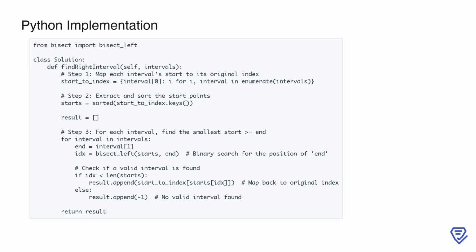The overall time complexity of the solution is O(n log n), where n is the number of intervals. This comes from the sorting step and the binary search for each interval. The space complexity is O(n), due to the dictionary and the sorted list. This approach ensures an optimal and elegant solution to the problem, leveraging sorting and binary search for efficiency.